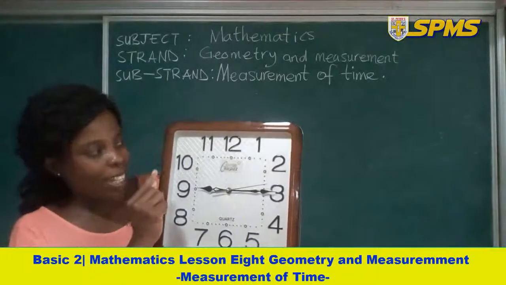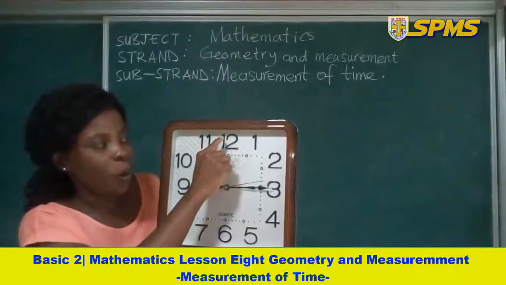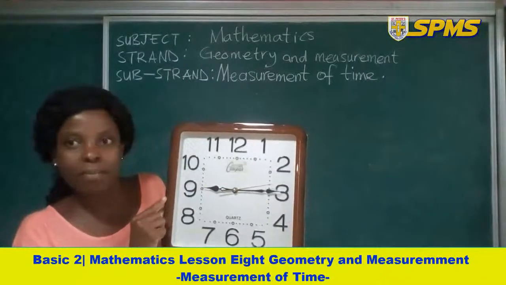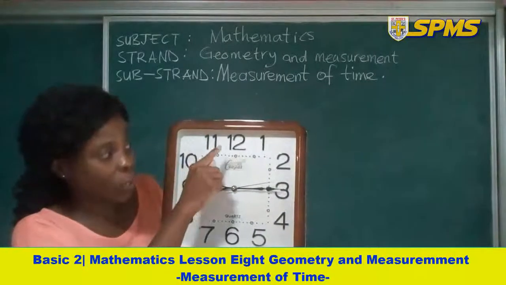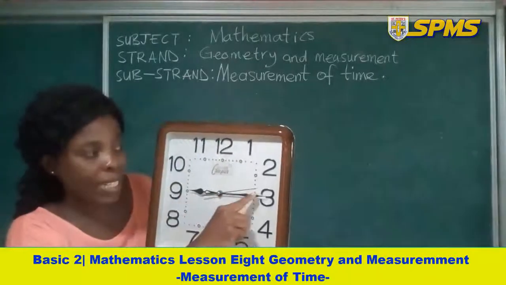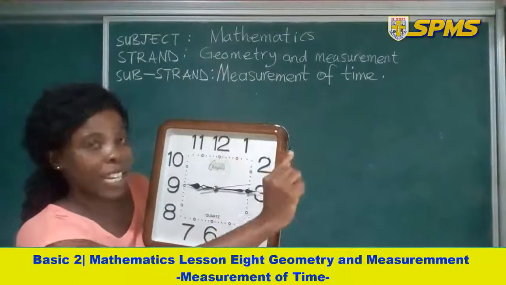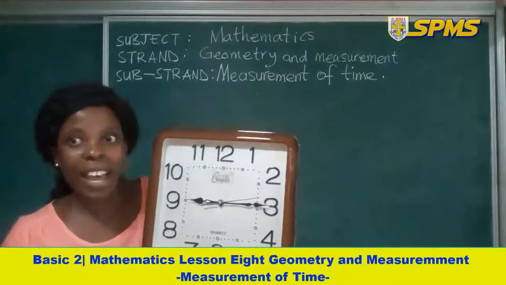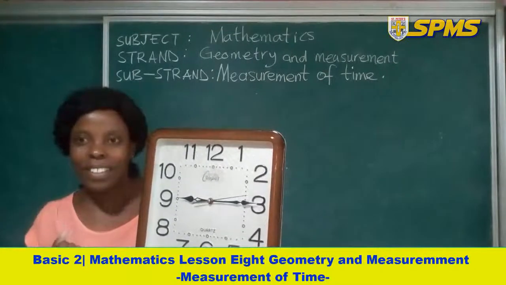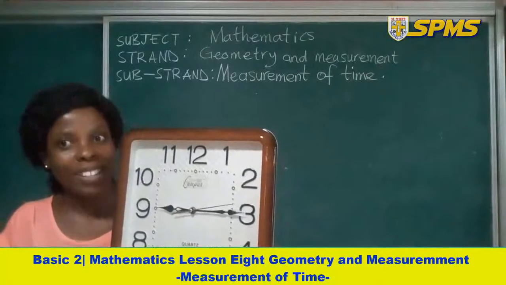Yes. Let's take for example, we can divide this clock into 4 equal parts. So when I divide this clock, the face of the clock, into 4 equal parts, this part of it, which is 15, is a quarter. So we can tell the time by quarter.